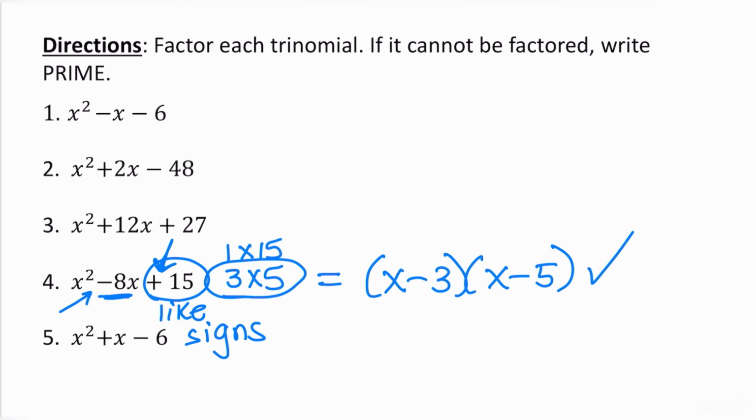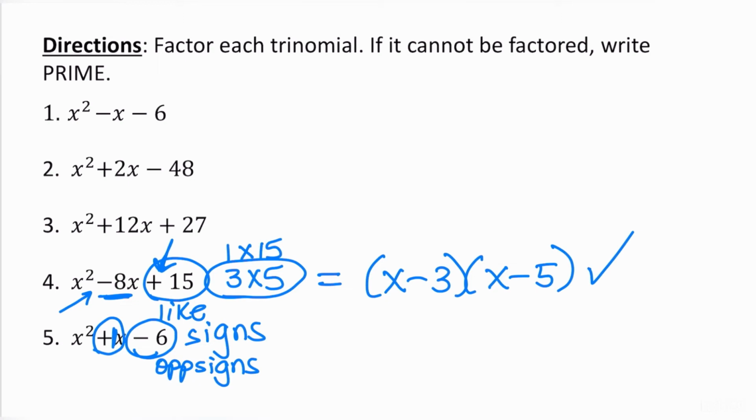Number 5, x squared plus x minus 6. It has to multiply to give me negative 6. Because the last one is negative, that tells me I'm going to have opposite signs. And it has to add to give me positive 1. Because remember, when you don't have a number next to the x, it has to be a 1.